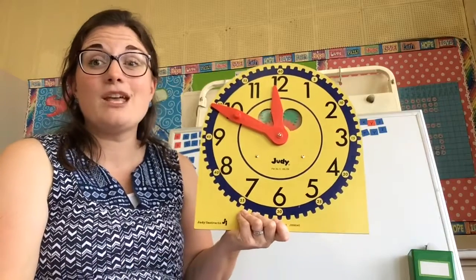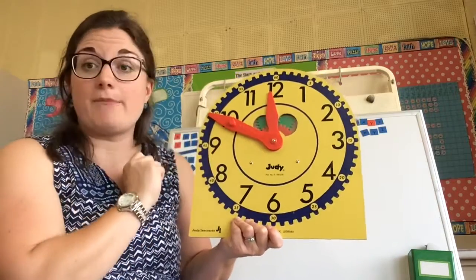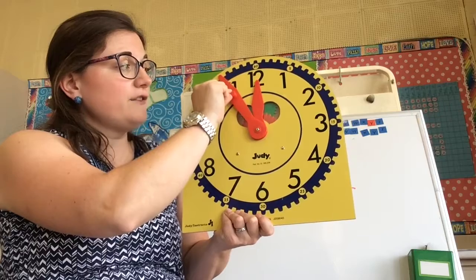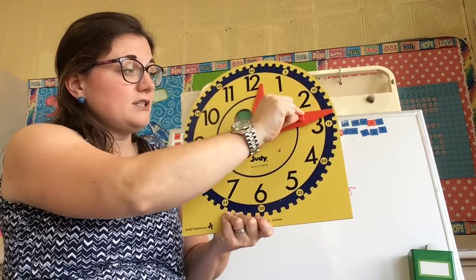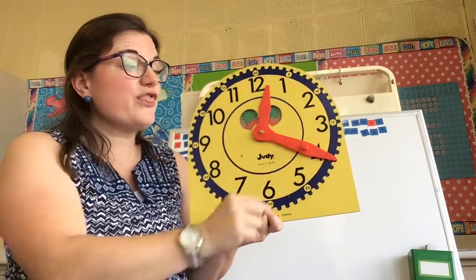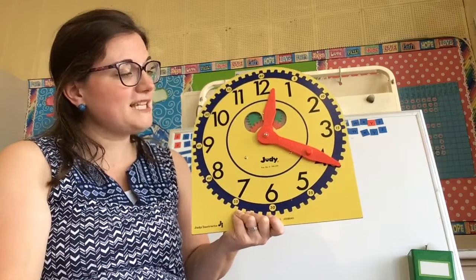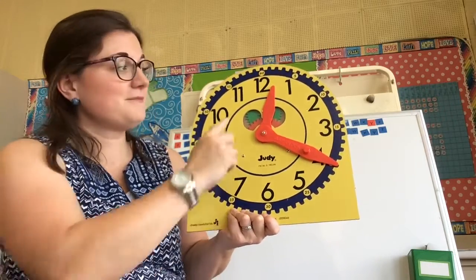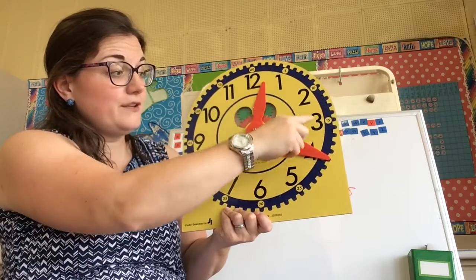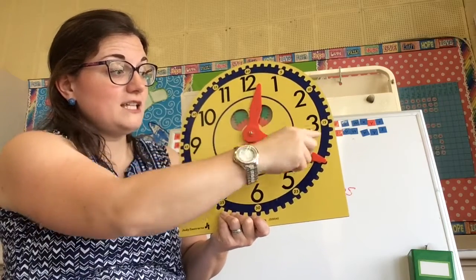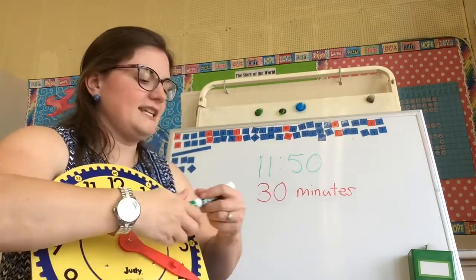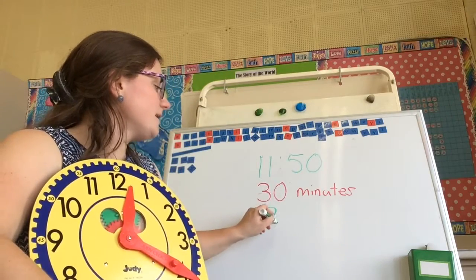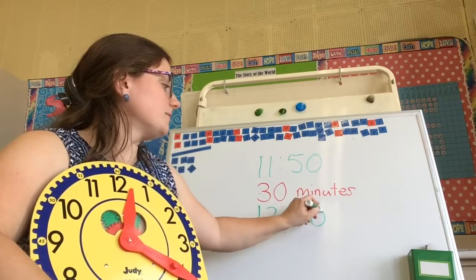So let's count 30 minutes. We're on the minute hand and we'll count by 5s. 5, 10, 15, 20, 25, 30. That's 30 minutes later. What time is that? 12, 5, 10, 15, 20. 12:20 is 30 minutes later.